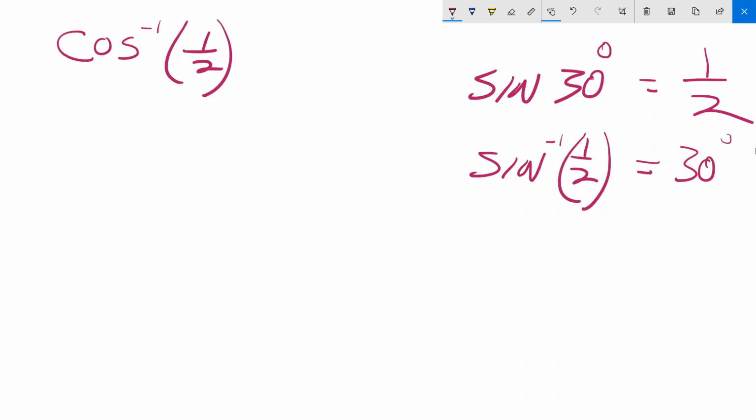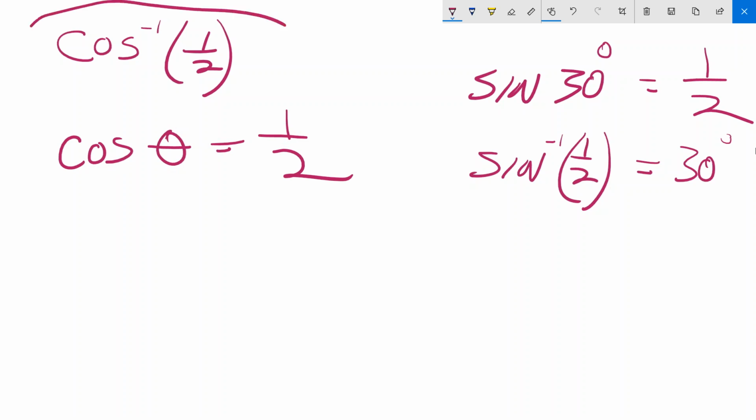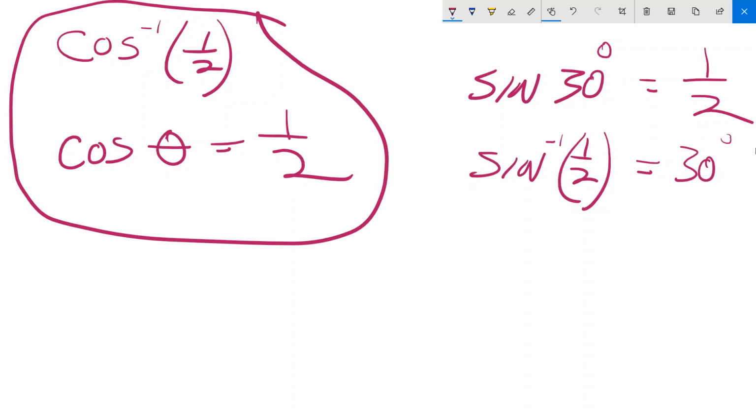So when I talk about the inverse cosine of 1/2, I'm looking for what angle would the cosine of that angle be equal to 1/2? Well, which angle is that? In other words, this goes together by definition. And what they're asking for is theta.